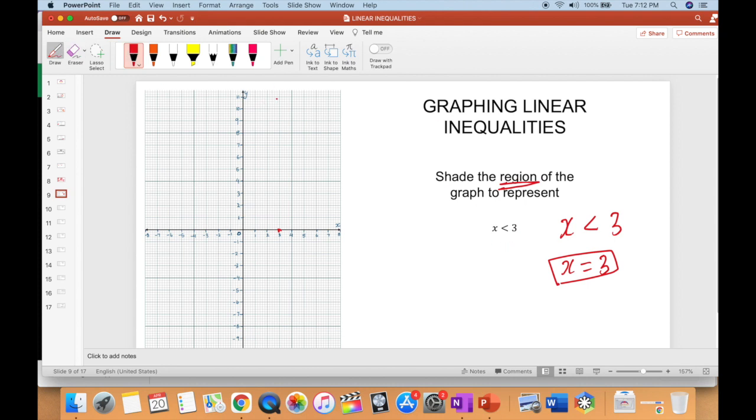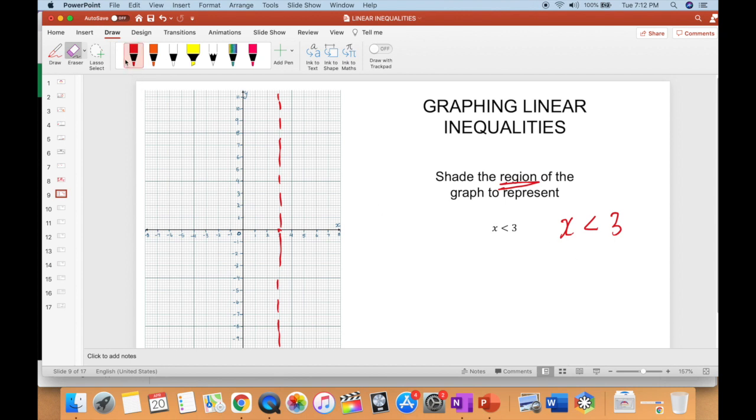So it's a vertical line, and if I had x is less than or equal to 3, I would draw a solid line. But I don't have equal to, I have less than. So I'll draw a dotted line. So this is the dotted line, x is equal to 3, a vertical line.